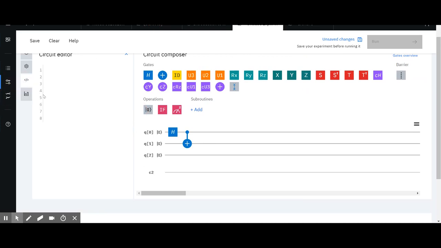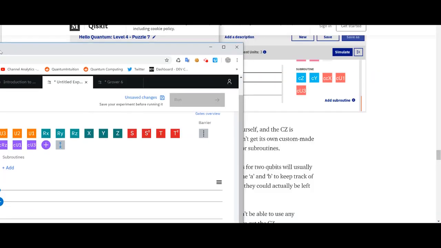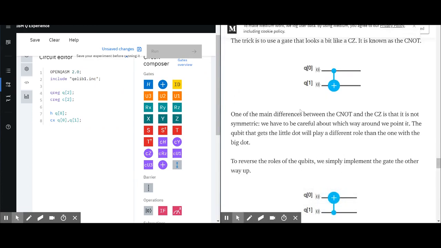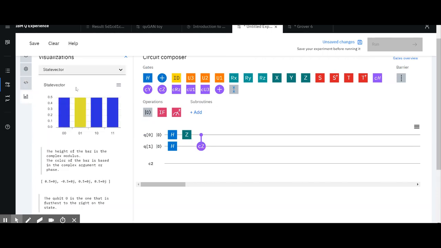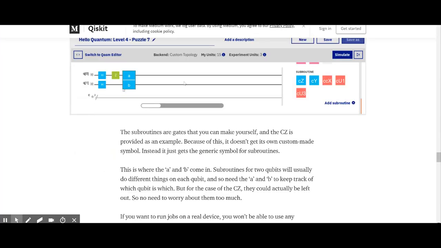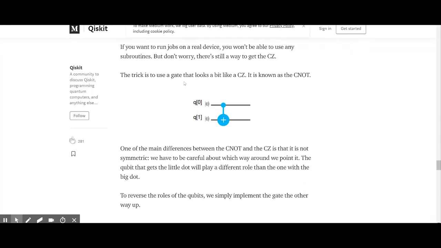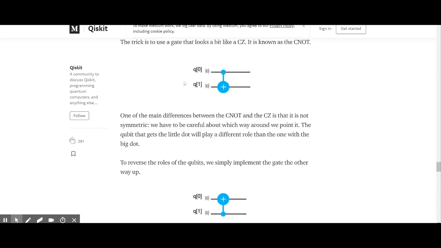So let's take 2 qubits. Maybe I'm going to even put it on the side and then choose this. Oh no, that's not a good idea. So let's keep it at 2 qubits. And so what he does is 2 Hadamards, then a Z, and then a Control Z. So this gives us the following state vector, and this gives us the following density matrix. Now let's try to understand and see how this compares to that. Wait a second.